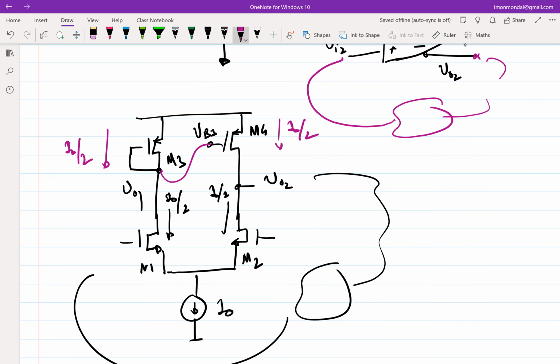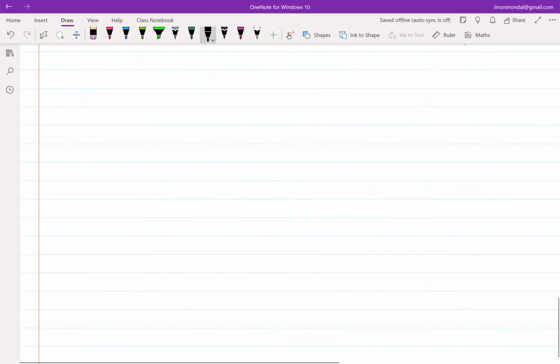Now note that at V02, if I look into V02, I don't see any diode connection anywhere. Right? So it is possible that at V02, I can still get high output impedance. I'm saying possible because we haven't derived it. Okay. Make sense? Okay, so let me redraw the circuit in a more traditional way.